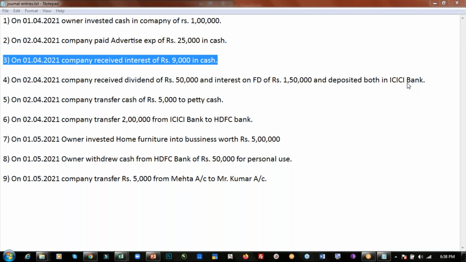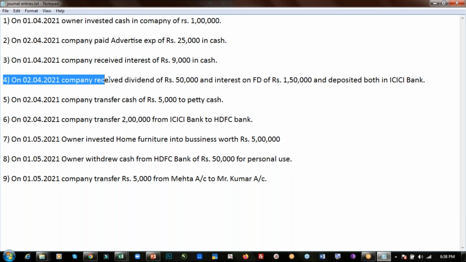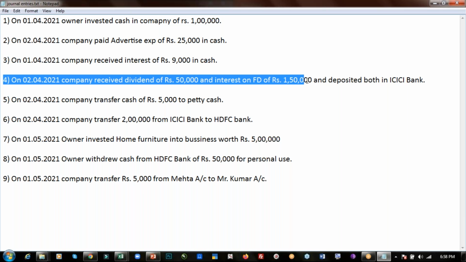Now the next is fourth point. On the 2nd April, company received dividend of rupees 50,000 and interest on FD rupees 1,50,000 and deposited it into the ICICI Bank. So what will be the journal entry, guys?